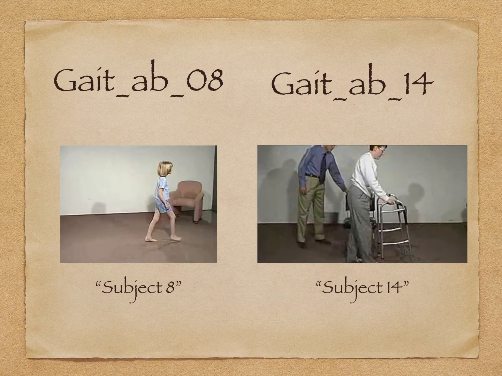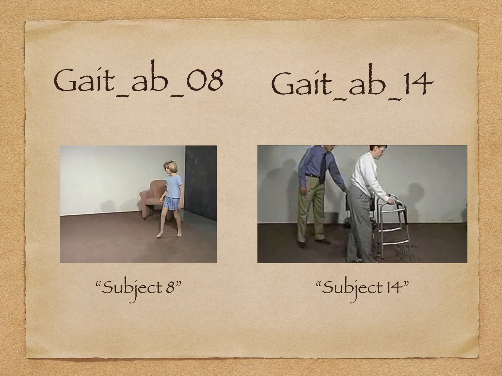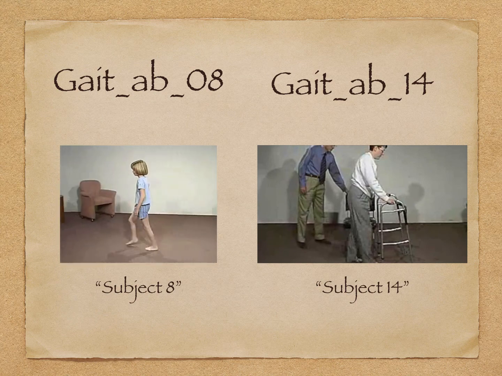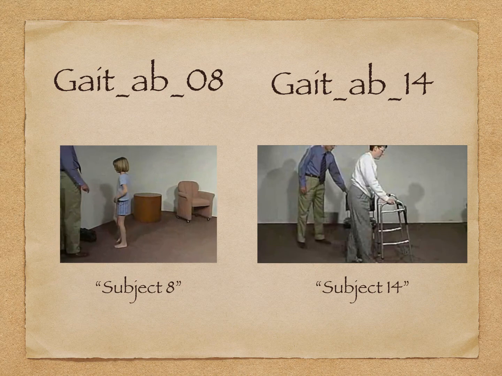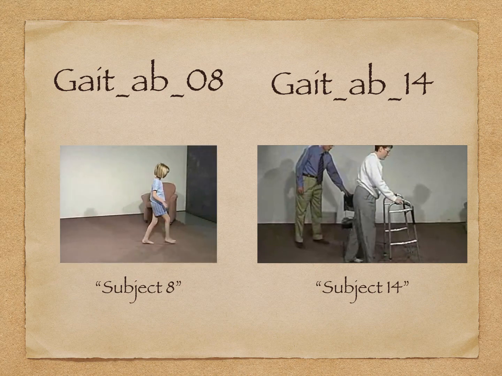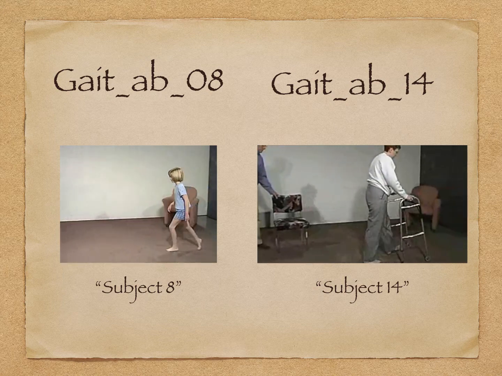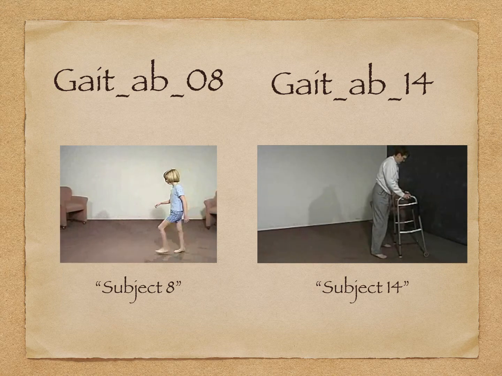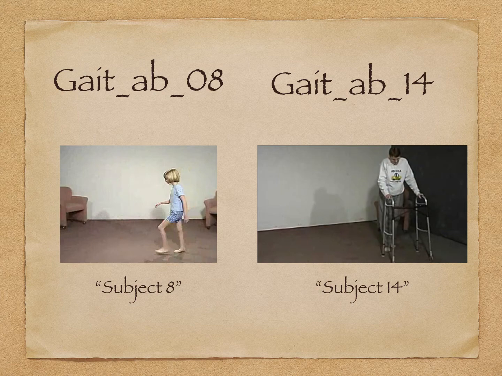Okay, these are our two subjects that we analyzed. We have subject 8, which we'll be calling the little girl here. She appears to be around 6 or 7 in age. And we also have, to the right, subject 14. She appears to be in her late 40s, maybe early 50s.